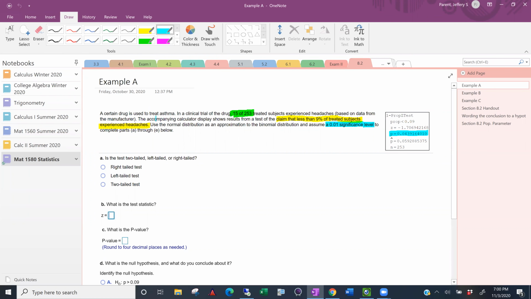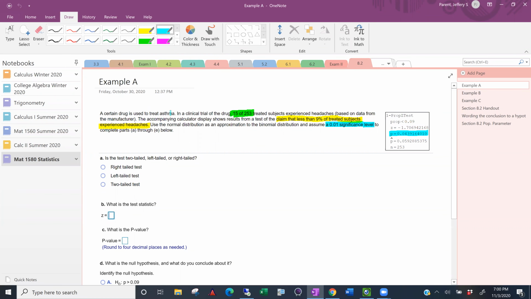a certain drug is used to treat asthma. In a clinical trial of the drug, 15 of 253 tested subjects experienced headache based on data from the manufacturer. The calculator display shows results from the test of the claim that less than 9% of treated subjects experience headaches. Use the normal distribution as approximation of the binomial distribution, and assume a 0.01 significance level to complete parts A through E. Wow, there's a lot going on there.